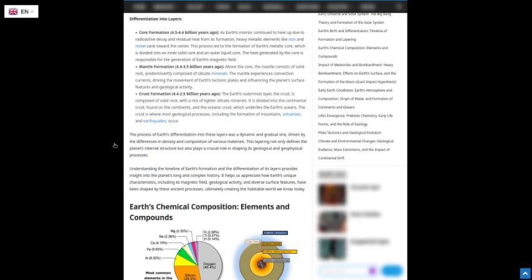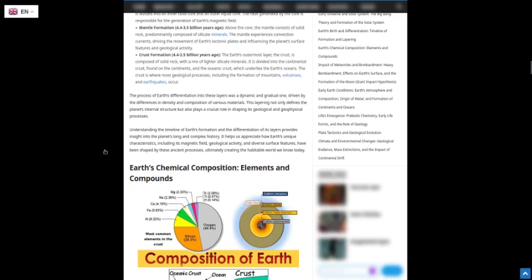This layering not only defines the planet's internal structure but also plays a crucial role in shaping its geological and geophysical processes. Understanding the timelines of Earth's formation and the differentiation of its layers provides insight into the planet's long and complex history. It helps us appreciate how Earth's unique characteristics, including its magnetic field, geological activity, and diverse surface features, have been shaped by these ancient processes, ultimately creating the habitable world we know today.